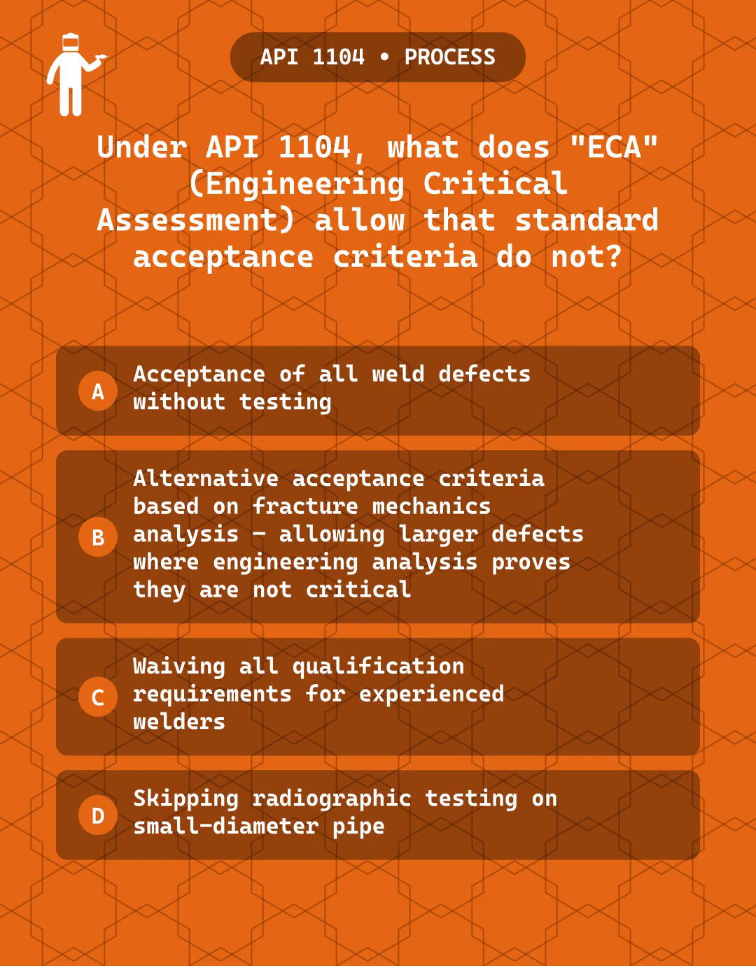Question 9. Under API 1104, what does ECA, Engineering Critical Assessment, allow that standard acceptance criteria do not? Is it A, acceptance of all weld defects without testing, B, alternative acceptance criteria based on fracture mechanics allowing larger defects where engineering analysis proves they're not critical, C, waiving all qualification requirements for experienced welders, or D, skipping radiographic testing on small diameter pipe?